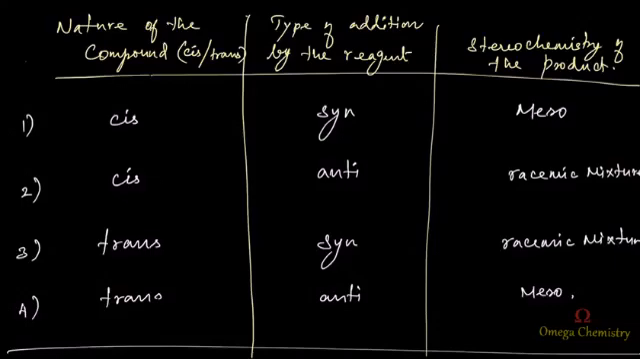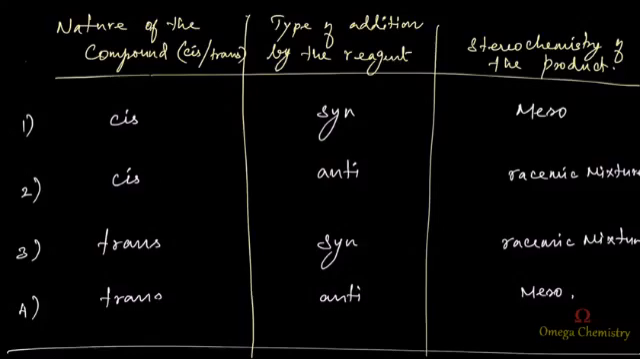So when we take a cis compound and addition happens by syn addition, then we are about to get a meso compound. Whereas when a cis compound is subjected to anti-addition, we will get a racemic mixture. And when we take a trans compound and subject it to syn addition, we will get a racemic mixture. Then a trans compound subjected to anti-addition will give me a meso compound.